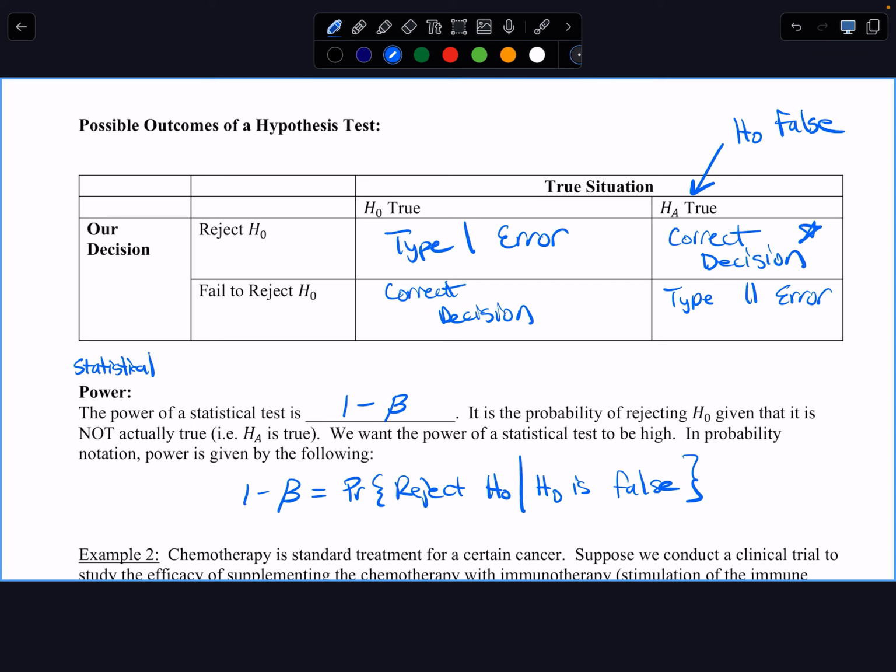Statistical power is a good quality of a hypothesis test because we want to reject H naught when it's false. So ultimately, we want power to be a large probability. We want the probability of rejecting a false null to be high, to be large.